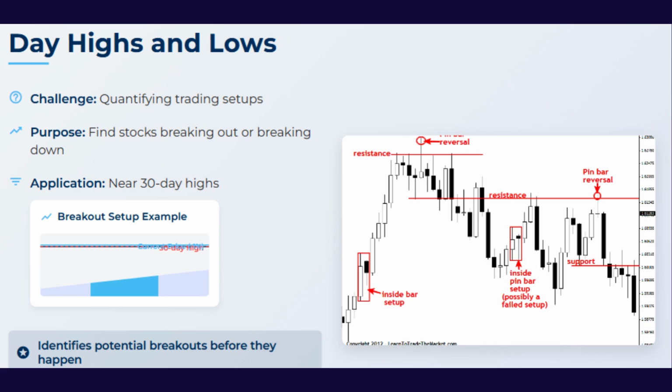Incorporating day highs and day lows into your scanning process can help you find stocks that are breaking out or breaking down. For example, if you want to find shorter-term breakouts, you might look for stocks that are trading above or below their 30-day highs by 1% or less. This approach helps you identify stocks that are at critical inflection points, potentially setting up for significant moves.